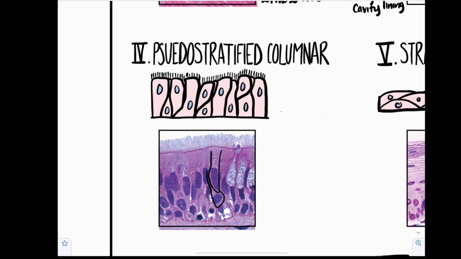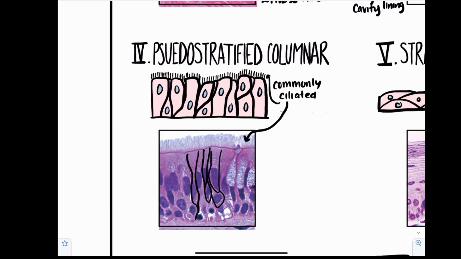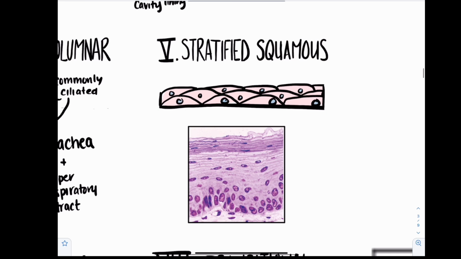Now, sometimes there is a single layer of cells that has differing heights, and we call this pseudostratified columnar epithelium. These are commonly ciliated and found in the trachea like this picture or other regions of the upper respiratory tract. There are some non-ciliated types, and those can be found in ducts of really large glands. As usual within the pseudostratified columnar, we can find these things called goblet cells, which is that light fuzzy blue thing you see right there, and those can be mucus secreting.